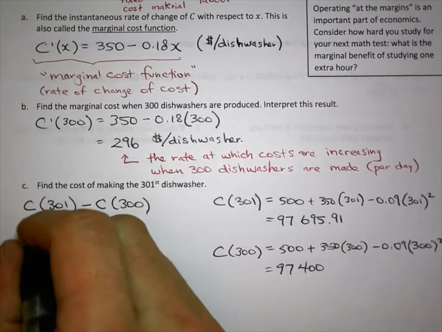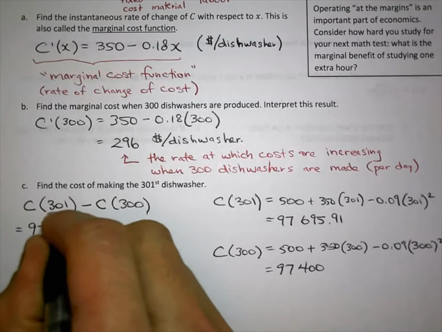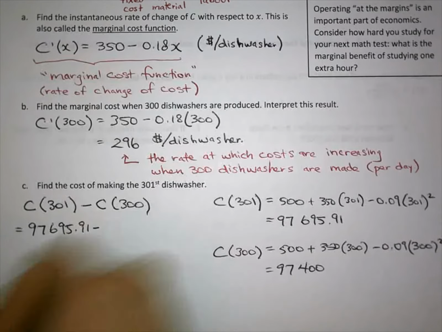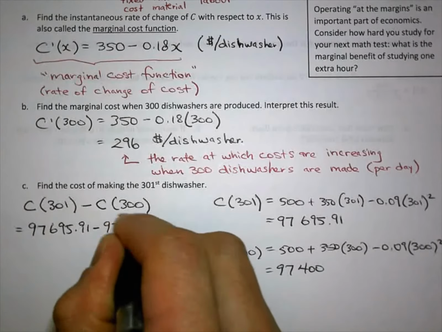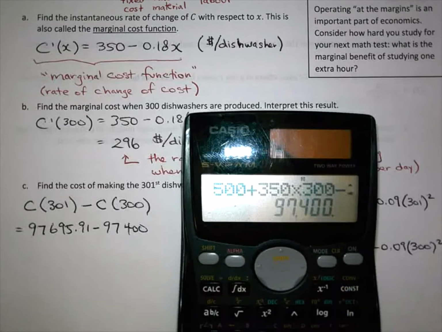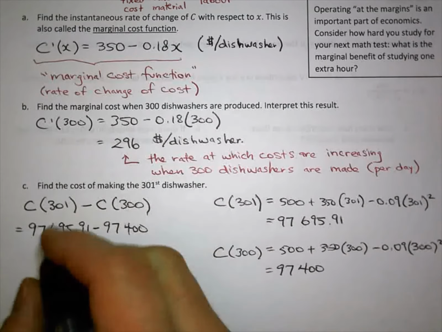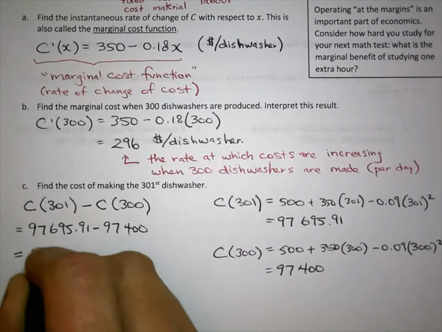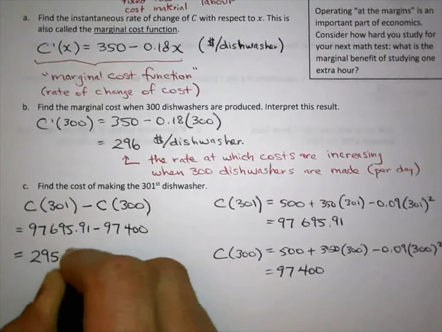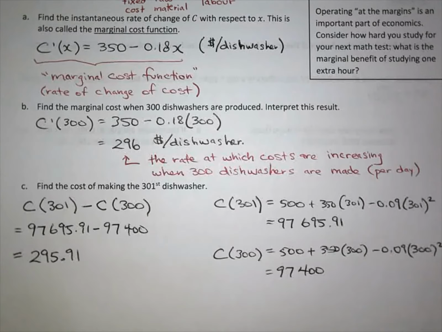And so we have 97,695.91 minus 97,400. So I end up with 295. So that's how much that 301st dishwasher costs, which is pretty good.